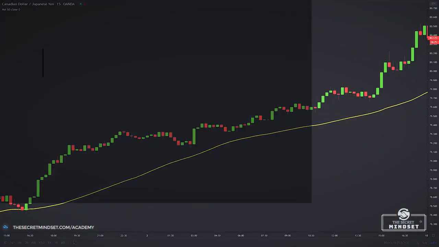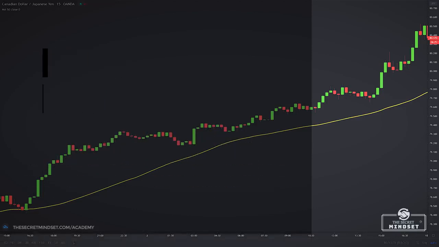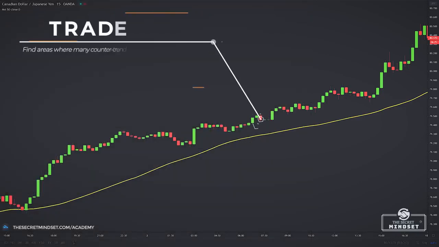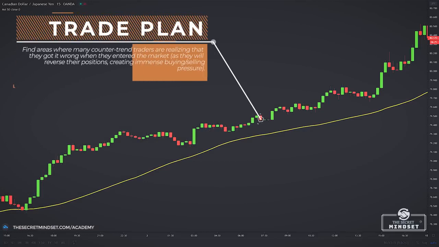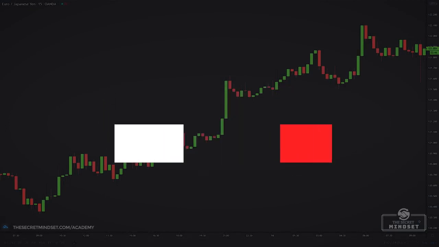So if we intend to find an entry point into a bull trend, we should take advantage of the contrarian traders who shorted the price. The ideal scenario in a bull trend will be many counter-trend traders realizing that they got it wrong when they shorted the market. Then, at approximately the same time, they reverse their short positions, creating immense buying pressure. Now let's think logically. What determines counter-trend traders to exit or reverse their positions?